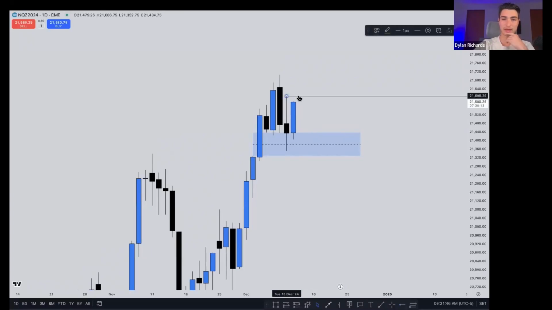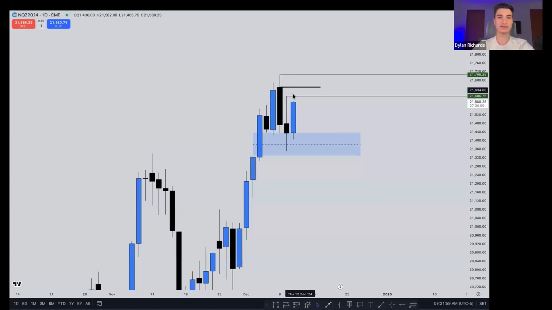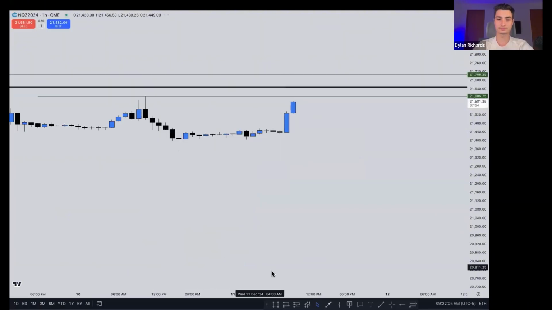So key level for today, you want to have this daily high. That's our previous day's high. I'm also going to have the rejection block here, which is just the highest body. And then we have all-time highs here. So if we continue expanding upside targets, that's what we're looking for going into today, as long as the daily candle remains bullish.